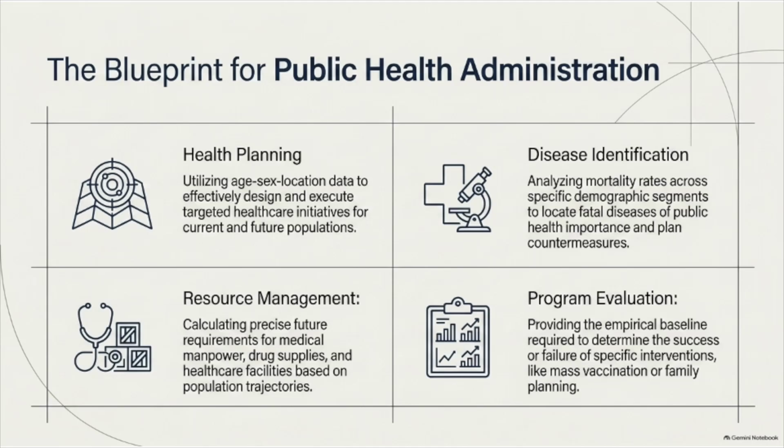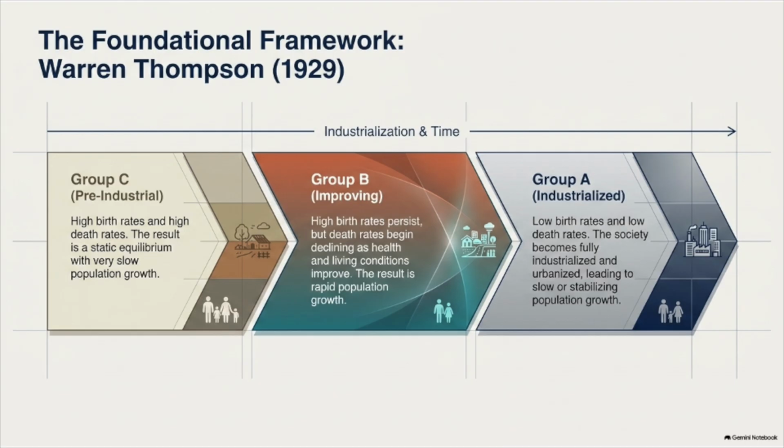Resource management involves calculating precise future requirements for medical manpower, drug supplies, and healthcare facilities based on population trajectories. And program evaluation provides the empirical baseline required to determine the success or failure of specific interventions, like mass vaccination or family planning. The foundational framework for this theory was laid by Warren Thompson in 1929.